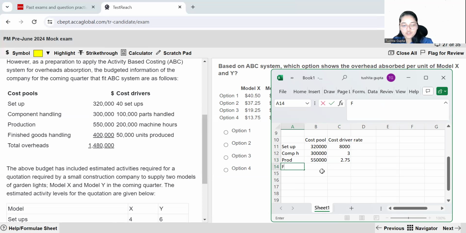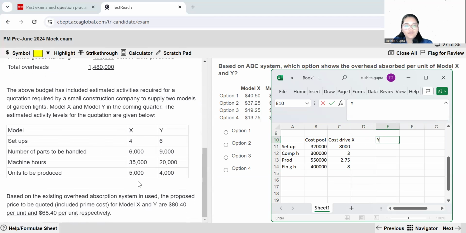And then for the finished goods, I have 400,000. This needs to be spread across 50,000 units which are produced in total, so divided by 50,000. With this, these are the cost driver rates which I have. Now let us see for X and for Y. We have to find out the per unit cost, so we'll work in per unit terms. This is for model X and this is for model Y.